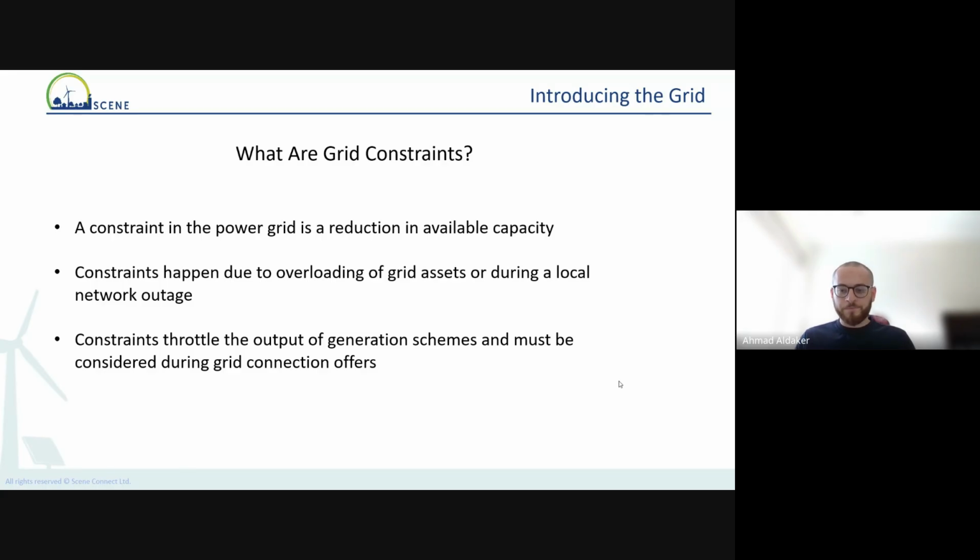essentially, grid constraints are limitations present in the power grid that reduce its capacity to transport electricity efficiently. So if too much power is transmitted through a constrained substation or wire, this could be a problem. This can cause an overload in the asset and can cause damage. So as a result, grid operators may inform the developer when there is a grid constraint, and you'll have to work around that when you're designing your grid connection.